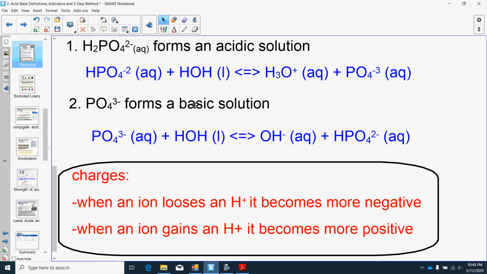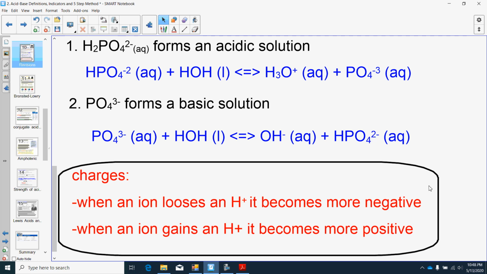Down here, to create a basic solution, we have an ion very similar, but this time, see, its charge is 3-, it doesn't have the H, and because it's going to create a basic solution, we know that we're going to have hydroxide ions. What does this water have to do to turn into hydroxide? It has to lose an H, and yes, this PO4 3- gains that H and it becomes HPO4 2-.